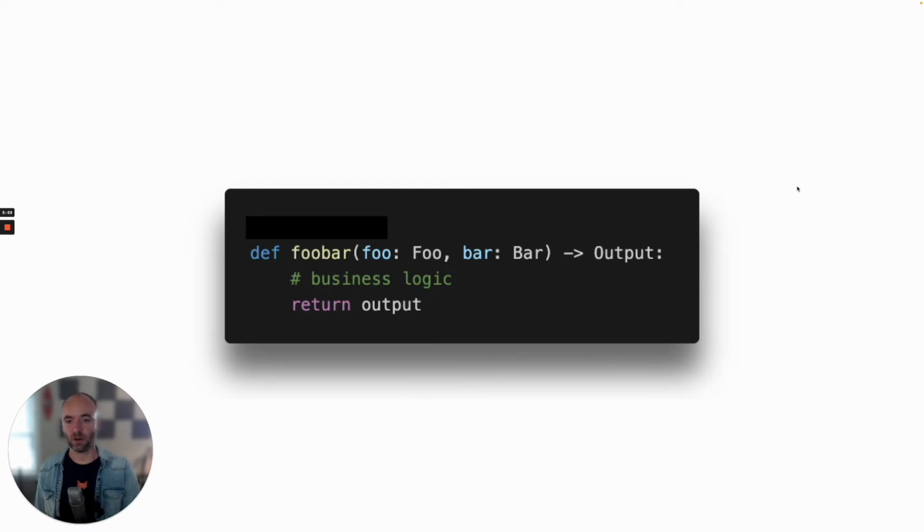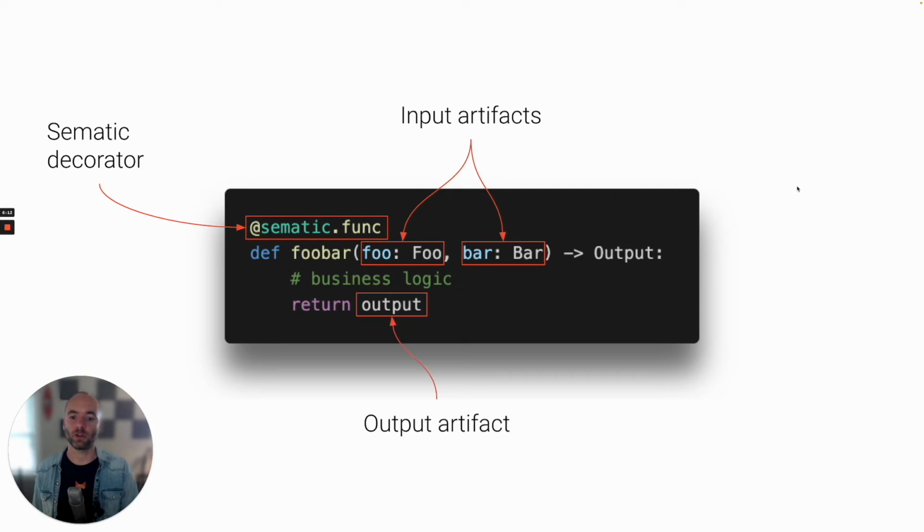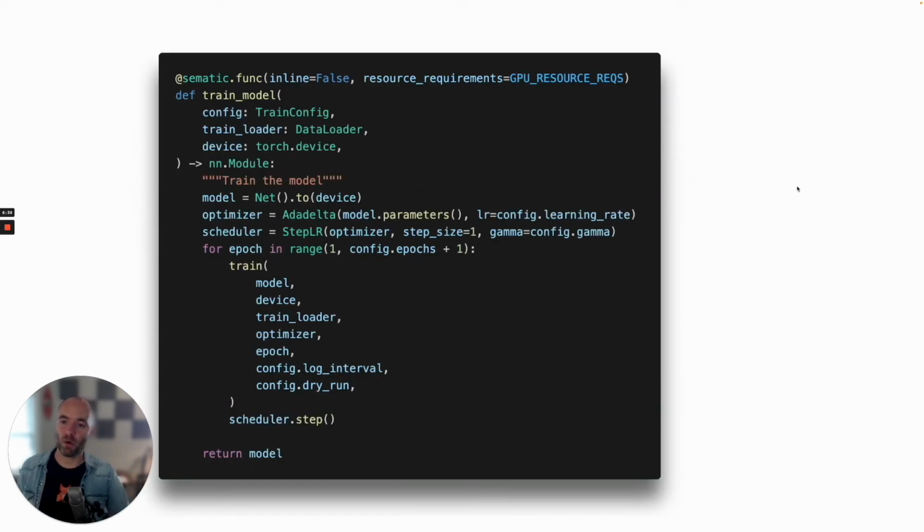Now let's take a look at how you can convert an arbitrary function into a pipeline step. This is a very basic toy function that takes in two inputs and returns an output. The first step to convert this function to a Sematic pipeline step is to decorate it with the Sematic decorator. Once you do this, all your input artifacts and output artifacts are type checked, tracked, and visualizable in the Sematic UI. Also, when you execute a Sematic function, it is tracked as a run, along with its associated artifacts, its code, and third-party dependencies.